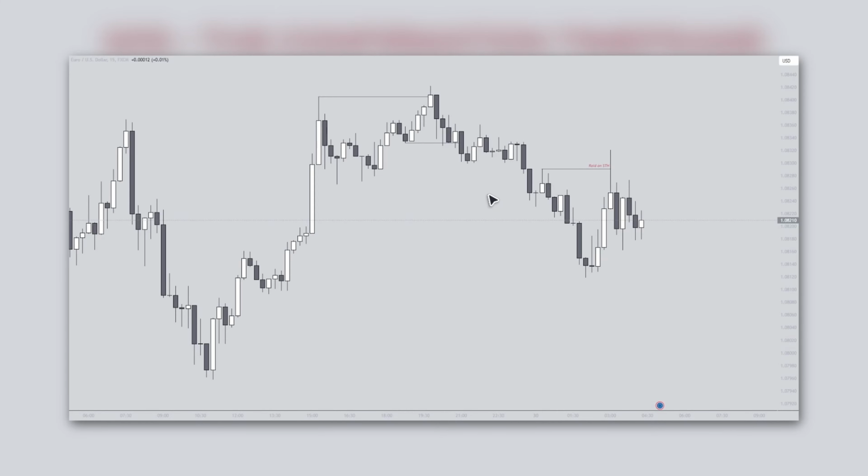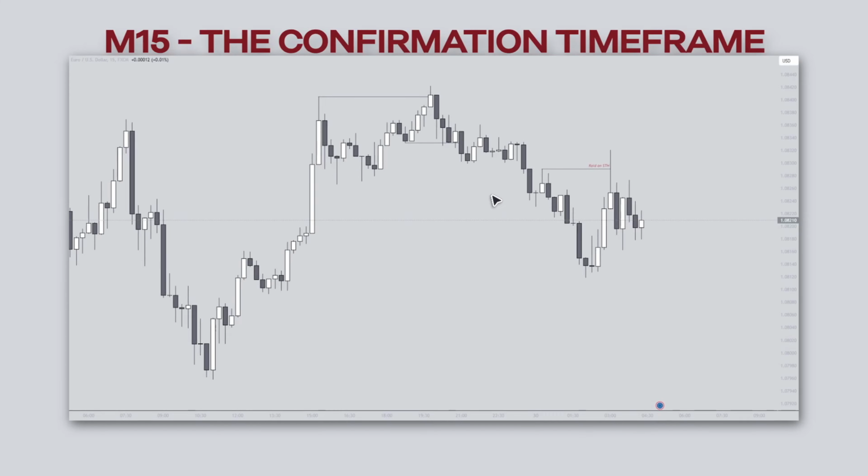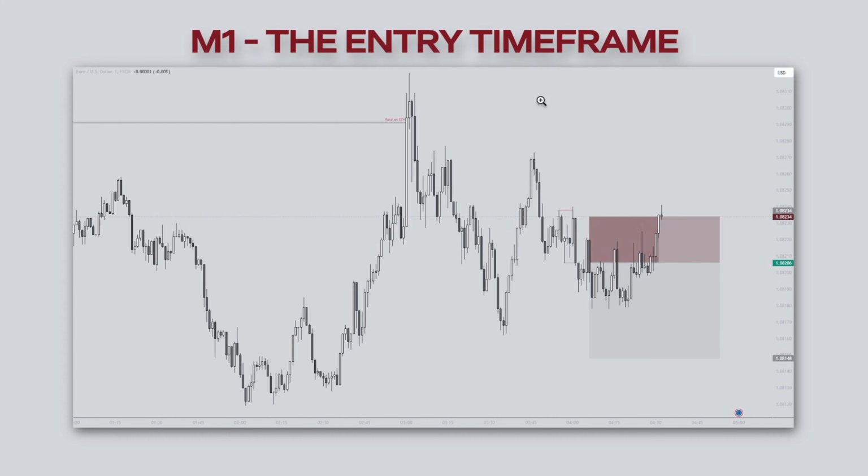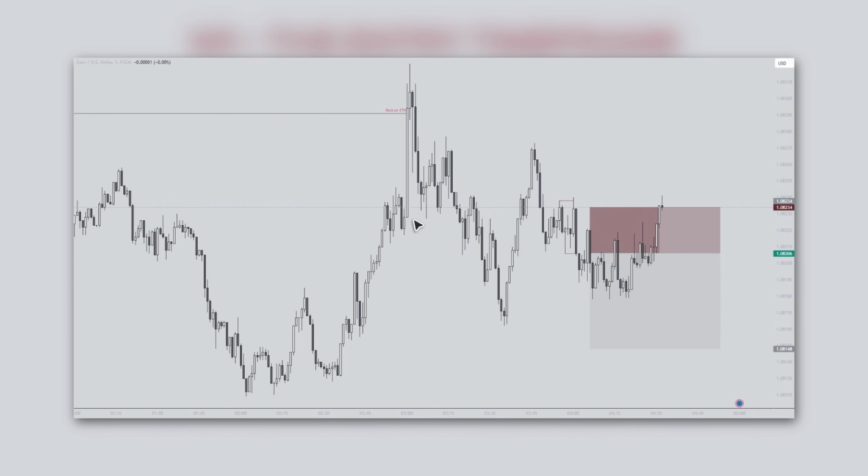Okay, so I got my bias from the 4-hour chart. I confirmed it on the M15 chart, and then I go into the M1 chart to execute, right? So going into the M1 chart right here, this is that raid on the M15 short-term high. You can see that we have a clear bearish order flow after that. Market retraced, right? Raided this high, got into this rejection block, right? And then a change in state of delivery right here, a raid on a short-term high, break lower.